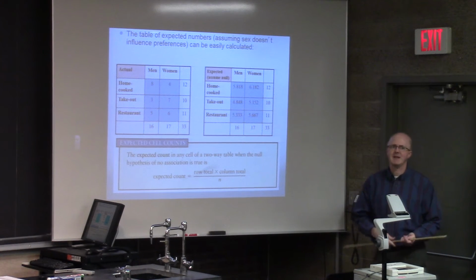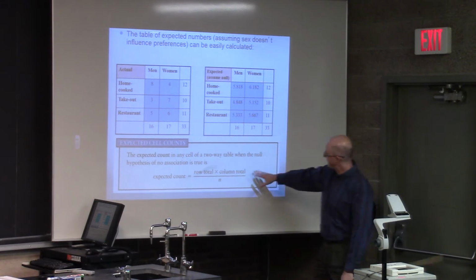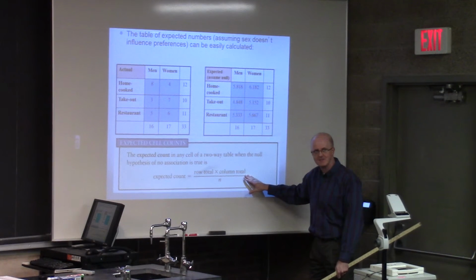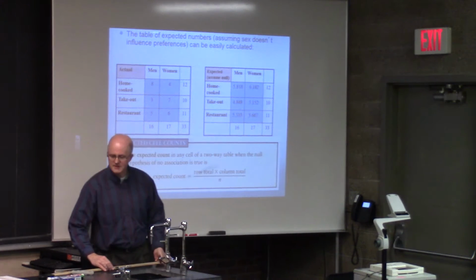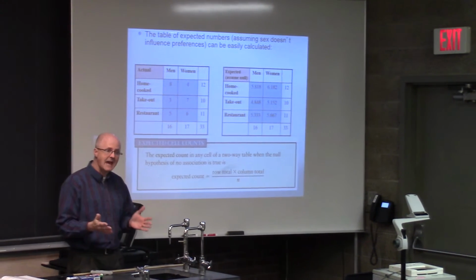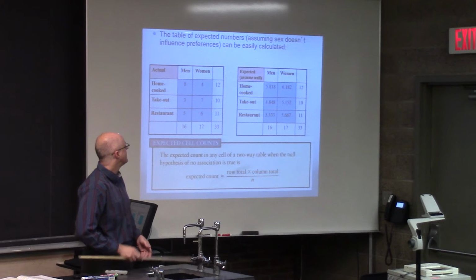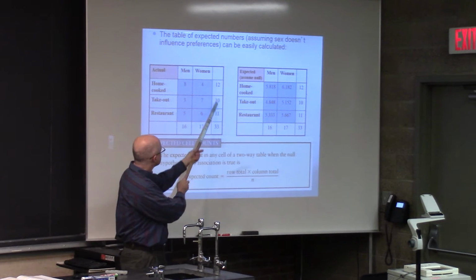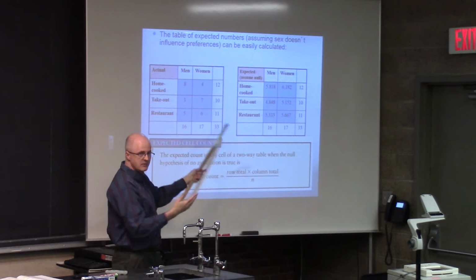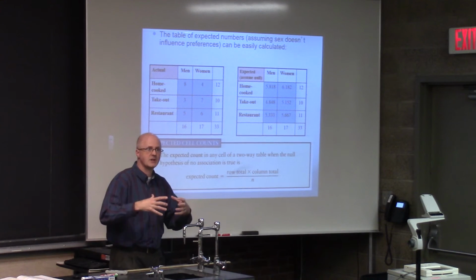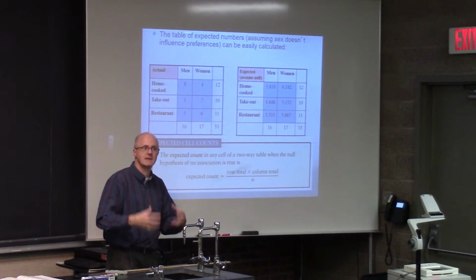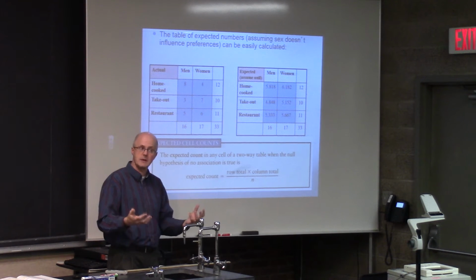Don't forget the logic behind this formula. This formula kind of hides the logic. The idea is if the preferences between the men and women was the same, then the total numbers in this column would be a better reflection. Essentially, it's a pooled sample. It'd be a better reflection of the true population proportions if you assume those population proportions are equal.